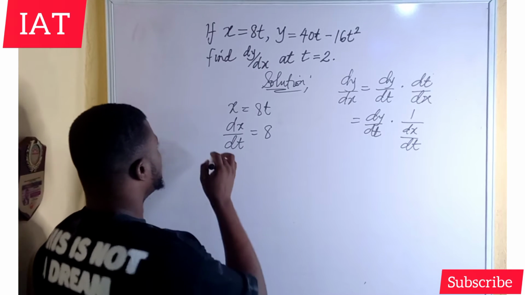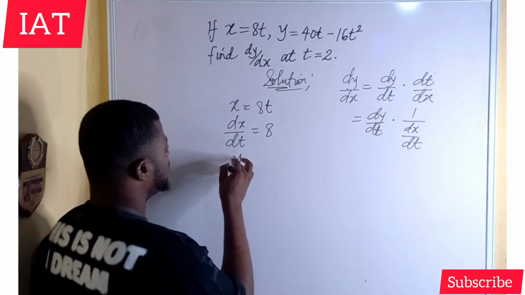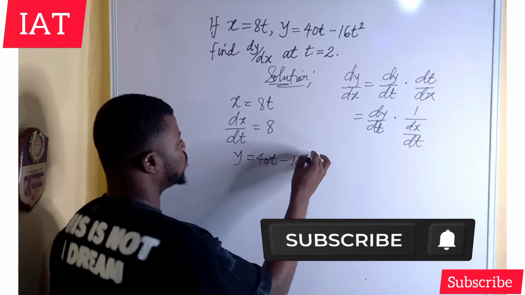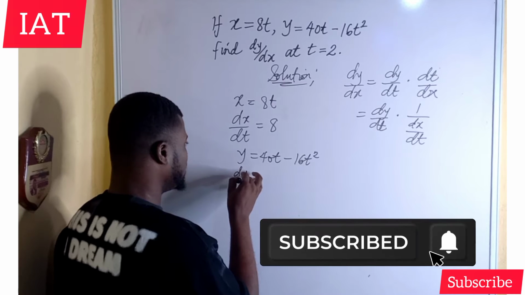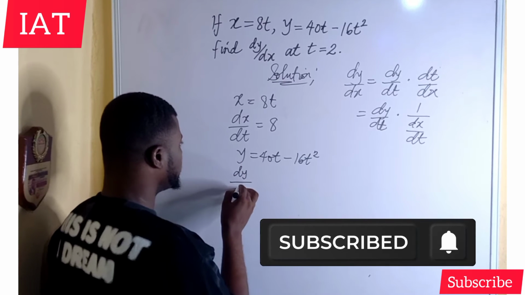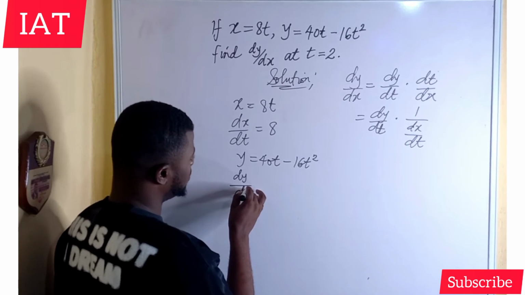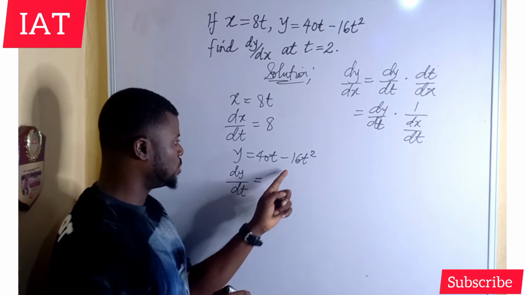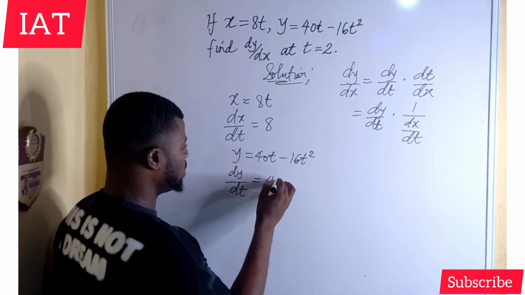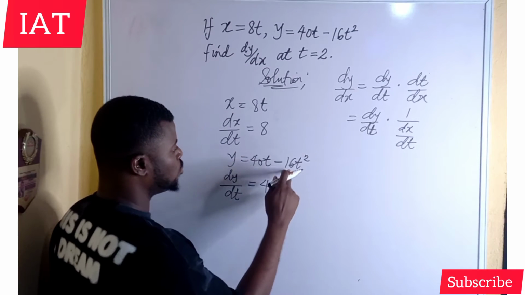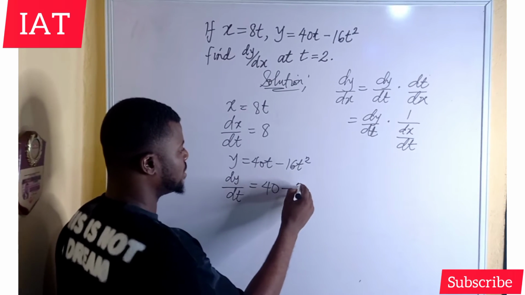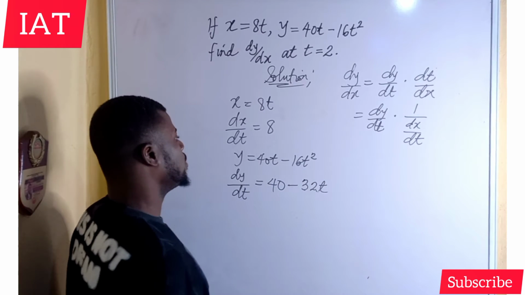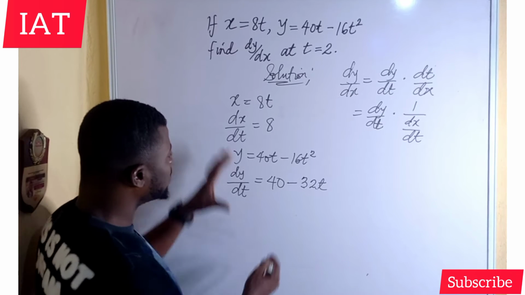Again, we have y equal to 40t minus 16t squared. And we differentiate this y with respect to t. Here we have 40. The differentiation of this would be 2 multiplied by 16, that is 32t. Okay? So that's all you just need to do.